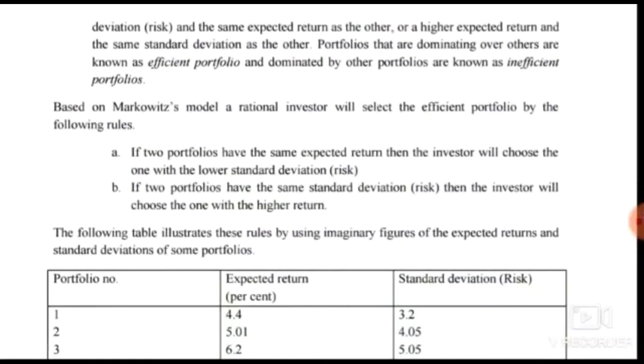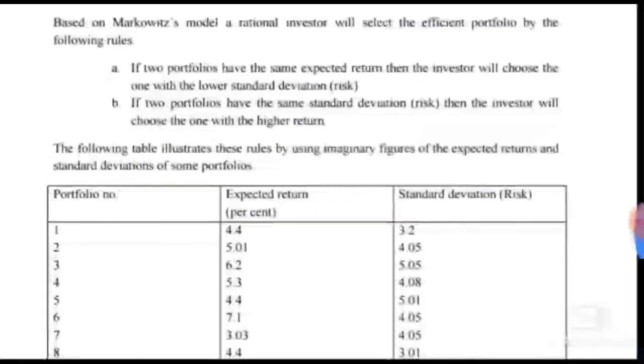Earlier we had explained that concept. Portfolios that are dominating over the others are known as efficient portfolios, and the others are known as inefficient portfolios. So we will be seeing this in detail. Based on the Markowitz model, a rational investor will select the efficient portfolio by the following rules.